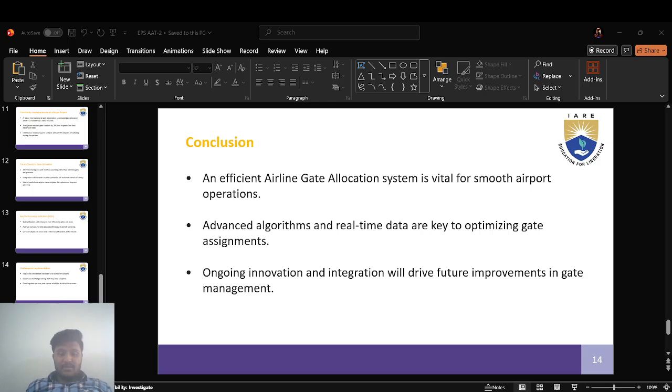Ensuring data accuracy and system reliability. For new systems to work well, the information they use must be correct and up to date. If the system makes mistakes because of wrong data or if it crashes often, it can cause delays, errors, or even safety issues. Reliable and accurate data is essential for the system to succeed.